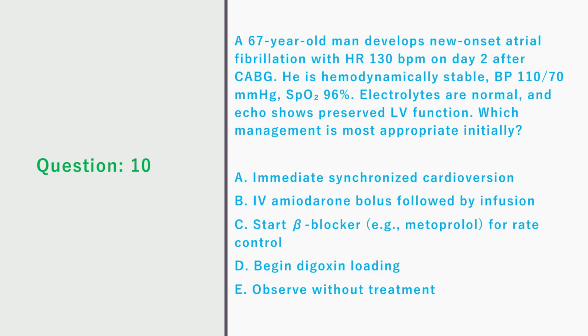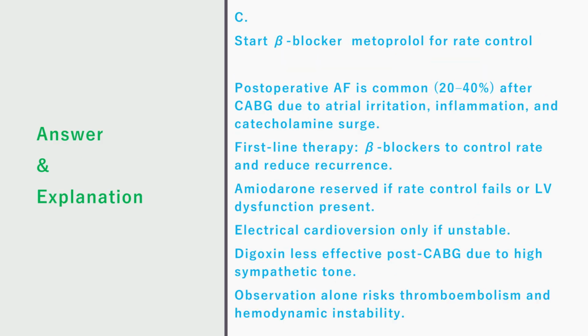A. Immediate synchronized cardioversion. B. Intravenous amiodarone bolus followed by infusion. C. Start beta blocker metoprolol for rate control. D. Begin digoxin loading. E. Observe without treatment. Correct answer is C. Start beta blocker metoprolol for rate control.